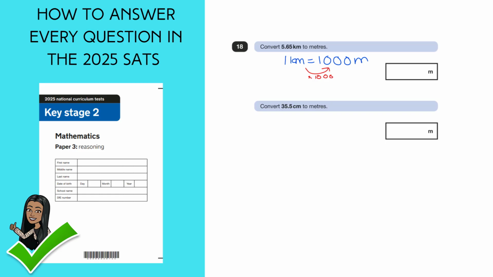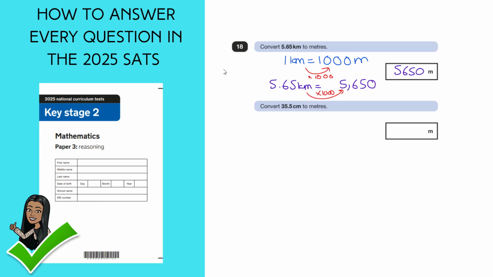So if we want to change 5.65 kilometres to metres, we are going to need to multiply that number by 1,000. If we multiply by 1,000, my 5 is going to become 5,000. My digits stay together. What I like to do is convert my decimal point to a 1,000 separator. There's got to be 3 digits after this separator, so that's a 0. 5,650 metres.